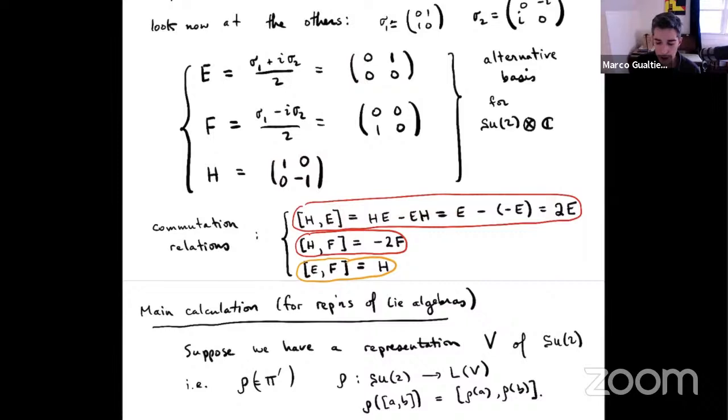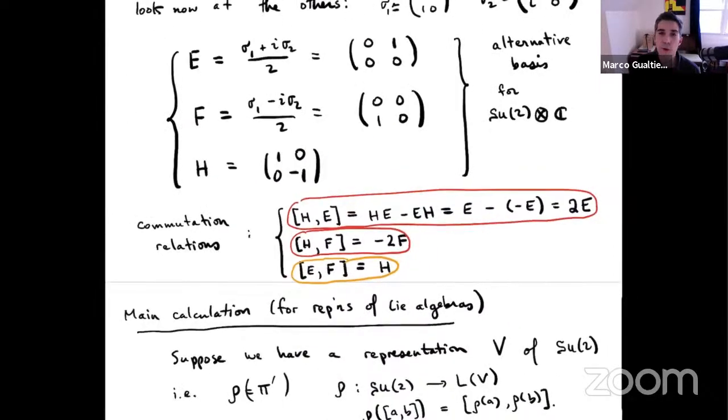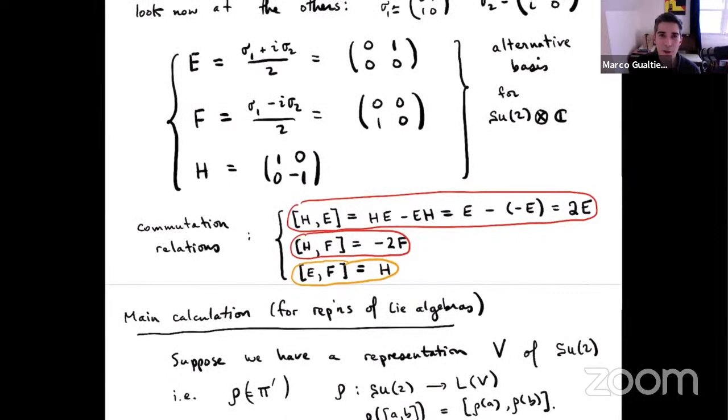HE minus EH. You can see that because E is this, when I multiply by H, I'm either going to pick out +1 or -1, depending on whether I multiply on the left or on the right. And because there's a minus sign, those two signs will contribute to each other, and we'll get 2 times E. By symmetry, we're going to get the same result, but with a minus sign for F. So I'm going to get 2E, and -2F. And then the bracket between E and F gives H. This is probably the most used set of equations in representation theory.